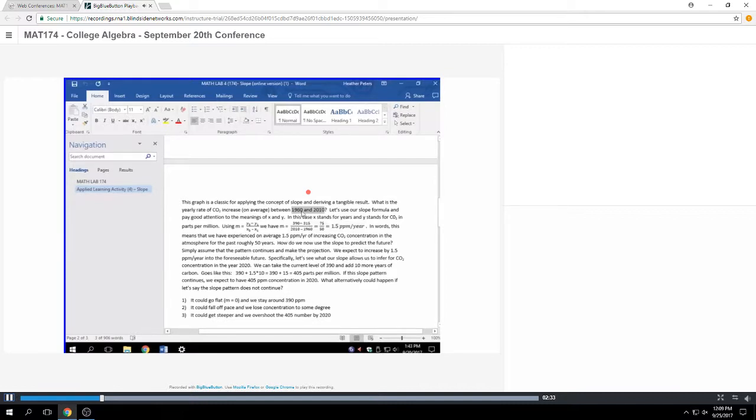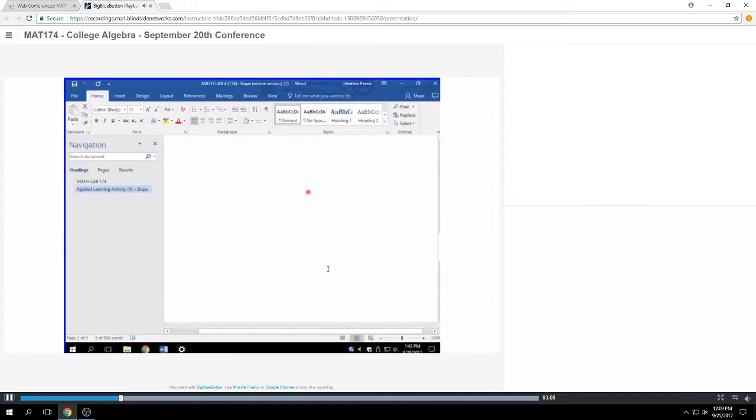The y value for 1960 was 315. The y value for 2010 was 390. If I use this as my second point and this as my first point, I'll do the second y minus the first y over the second x minus the first x. So it'll be 390 minus 315 over 2010 minus 1960. And that gives you 1.5 ppm per year. So this is just an example of how to do it.